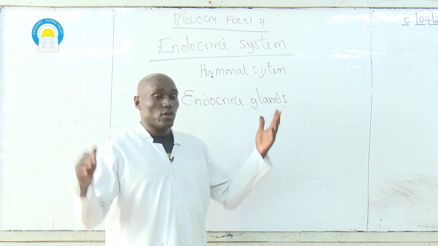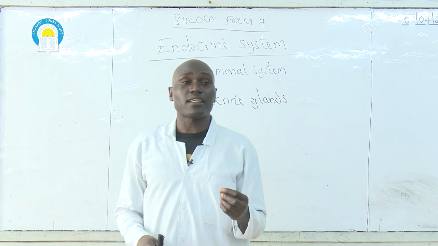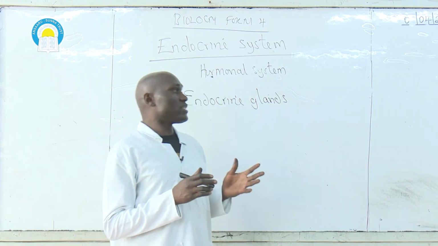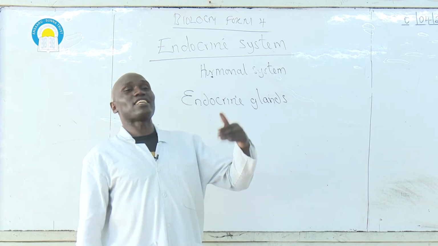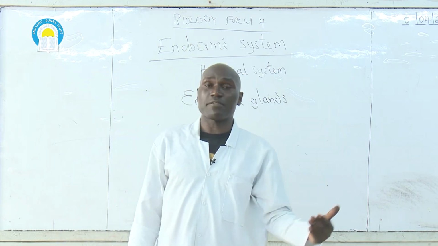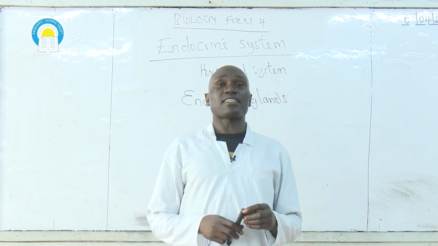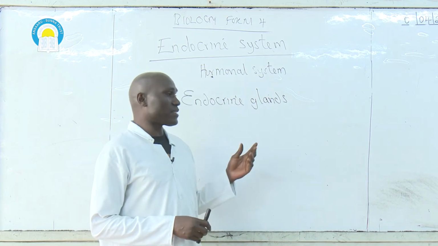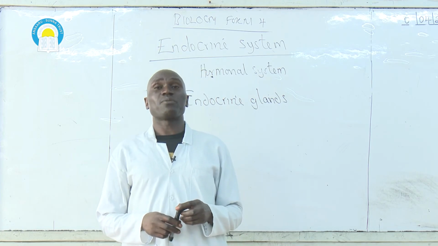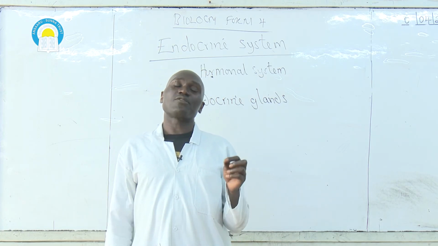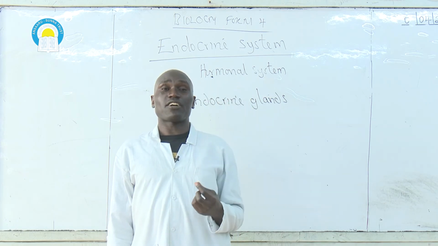We do have many endocrine glands. For example, within the brain we have pituitary gland. Pituitary gland is the one that secretes other hormones that control secretion of hormones from different glands. That's why yesterday we talked about pituitary gland being the master endocrine gland. For example, pituitary gland can secrete thyroid stimulating hormone. Thyroid stimulating hormone, once secreted by pituitary gland, will move by blood to the thyroid gland.